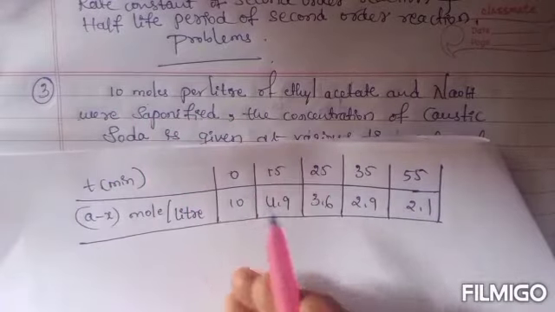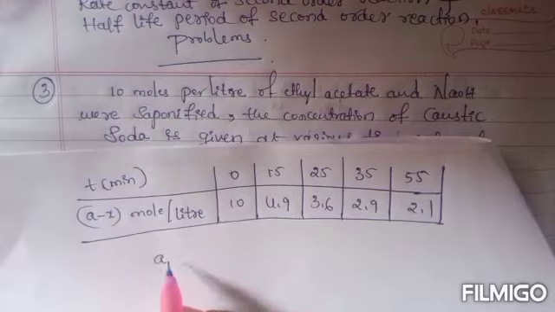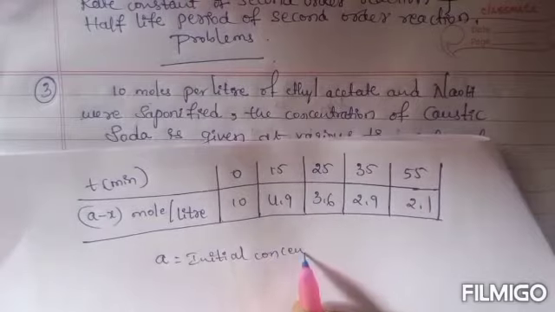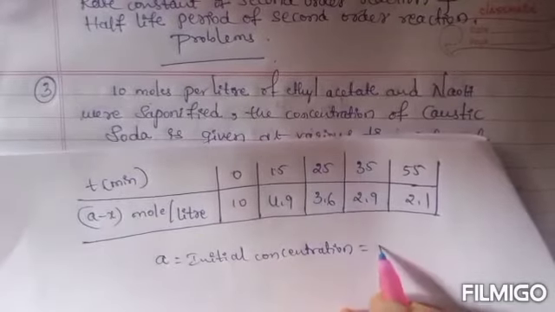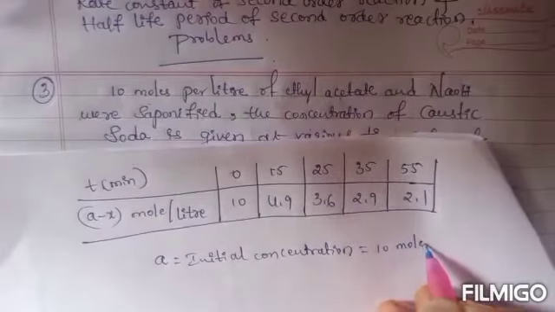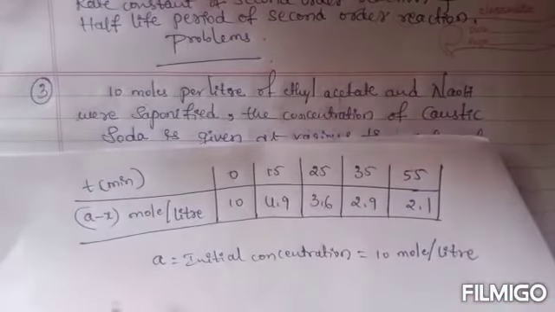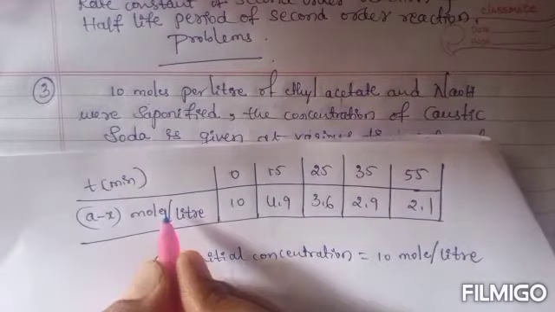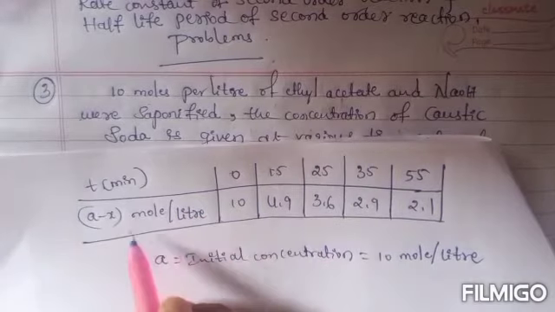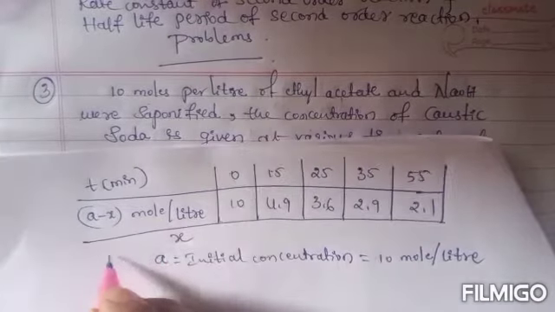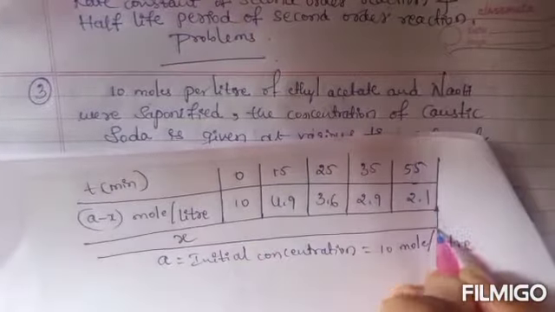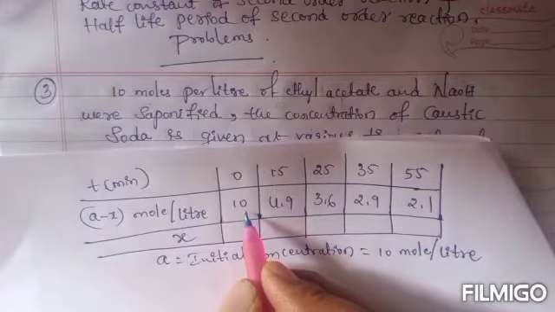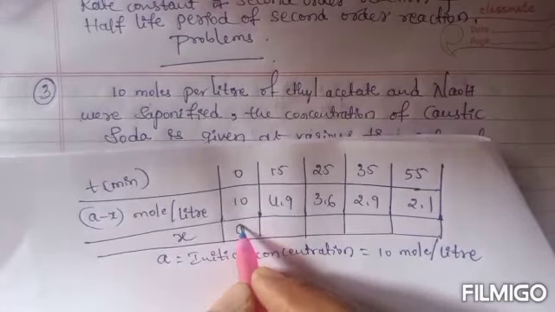By knowing these values, and here in the problem only the initial concentration they have given, 10 moles per liter, that is A, the initial concentration, that is equal to 10 moles per liter. By using this initial concentration, we'll come to know the X value. Initially the products will not form, that is why it is 0.